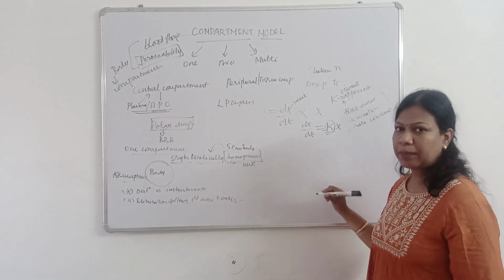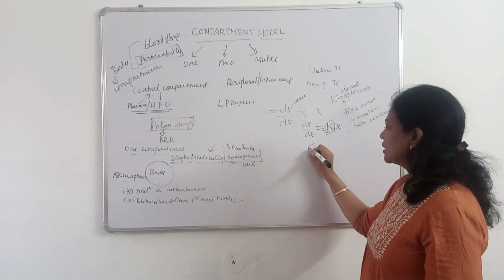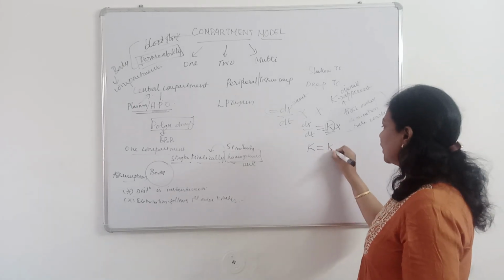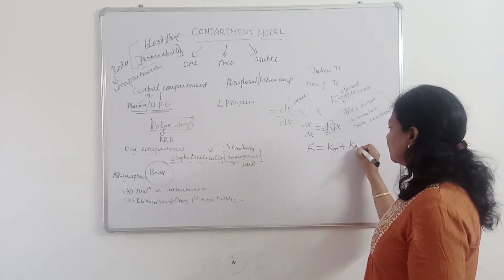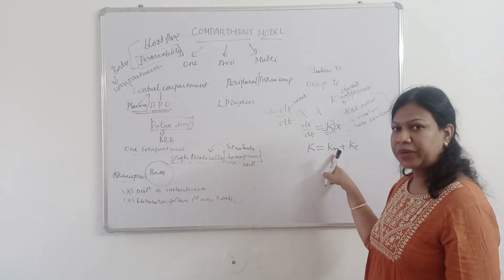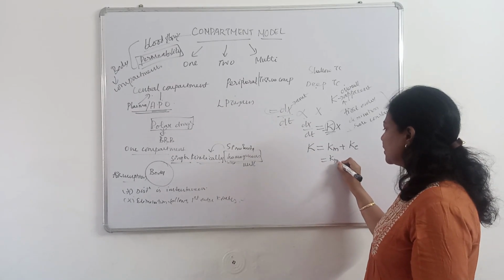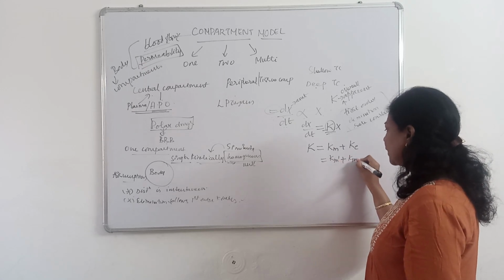Why it is overall apparent बोलते हैं? Because this k includes sum of many other rate constants, which is km plus ke, which is rate constant of metabolism, rate constant of excretion. Again this km has pathway 1 and pathway 2.